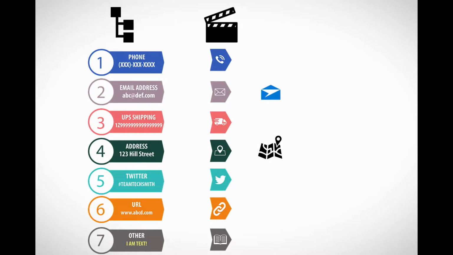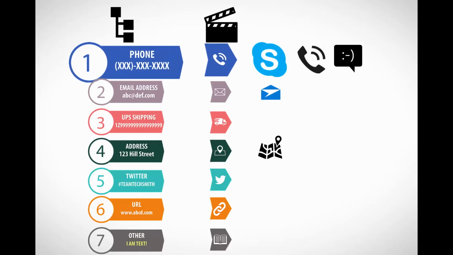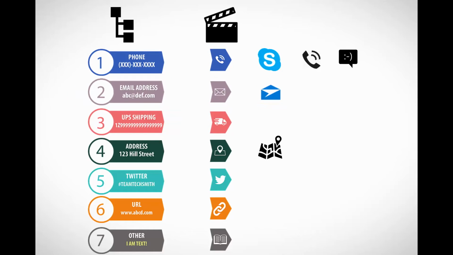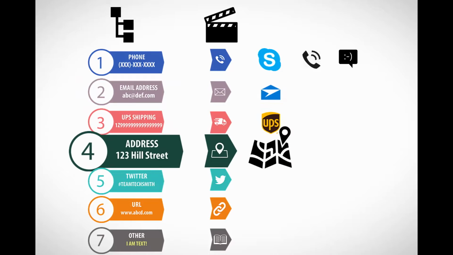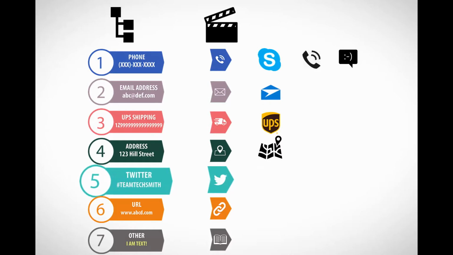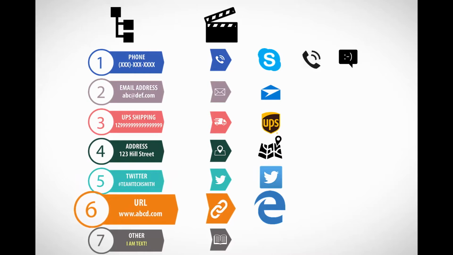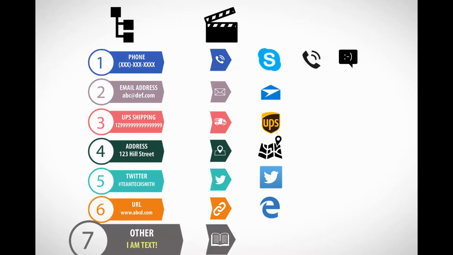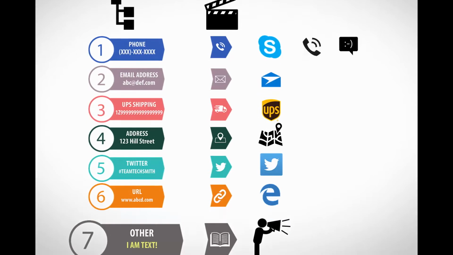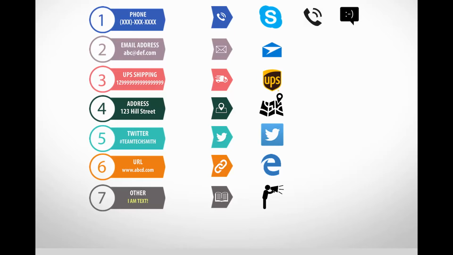This application has type action pairs matching to phone numbers, email addresses, UPS shipping numbers, physical addresses such as businesses or homes, Twitter hashtags, and web addresses. Text that does not fall into the aforementioned categories will be put into a type action pair that simply allows the user to have the text read aloud.